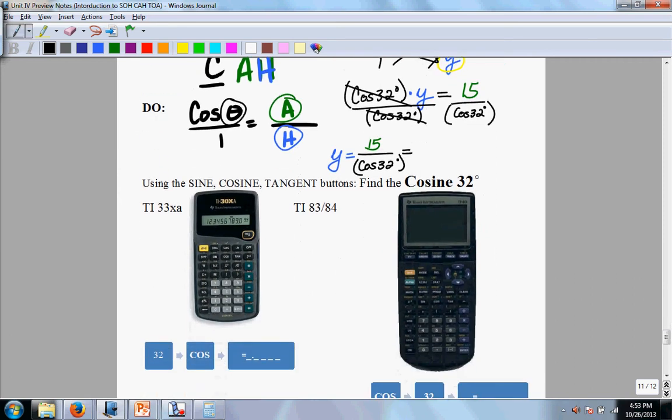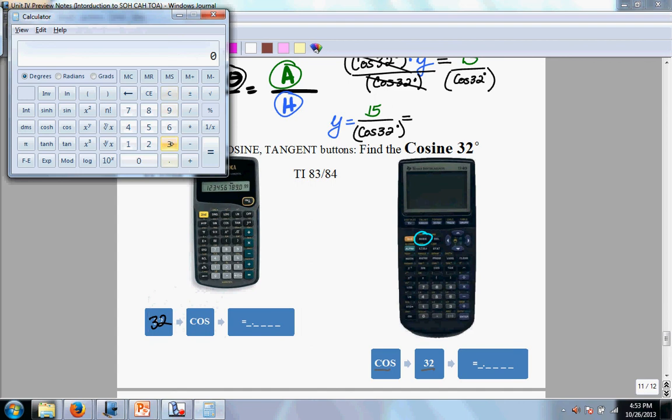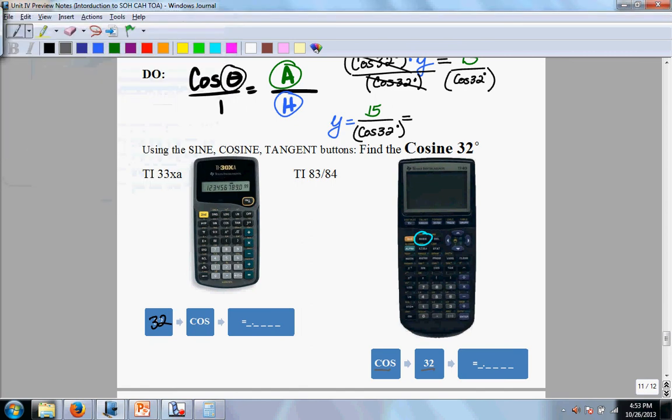Now, to get cosine 32 in your calculators, on the TI-30, you put 32 and then cosine, and you get your decimal, take it to the 4th. After you get it into degree mode, in the TI-83, 84, you do cosine first, then 32, and you get your decimal. Let me show you what that decimal looks like. 32 degrees, cosine. You should be getting 0.8480.